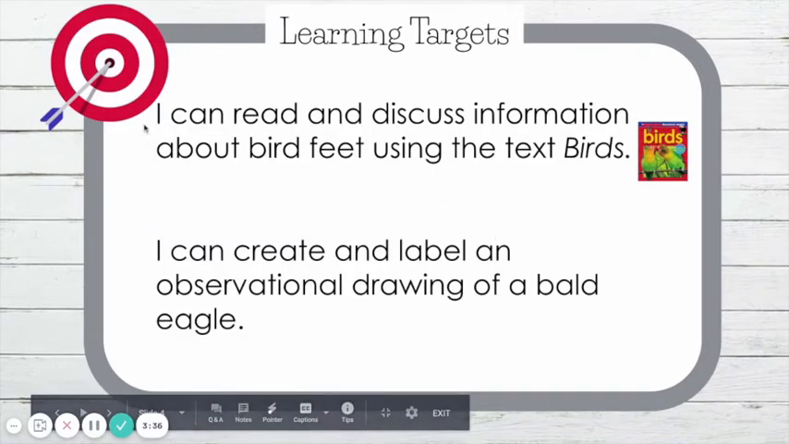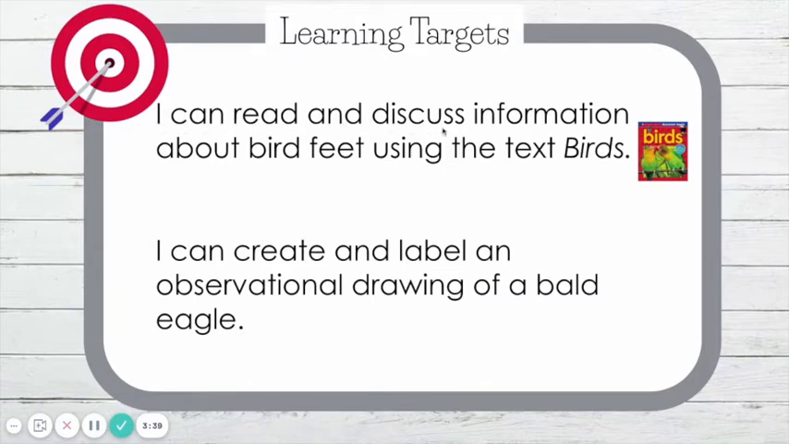Our first target says, I can read and discuss information about bird feet using the text Birds. What are we going to be reading and discussing today? Information about bird feet. That's right. And we'll do that by using our Birds text. Then our next target says, I can create and label an observational drawing of a bald eagle.